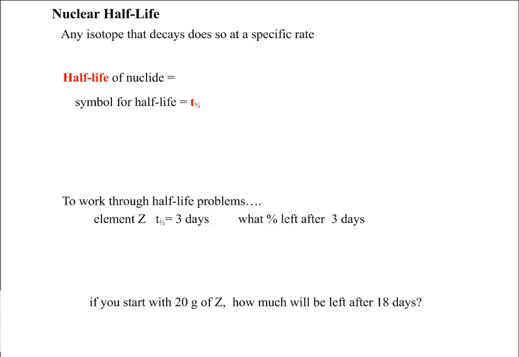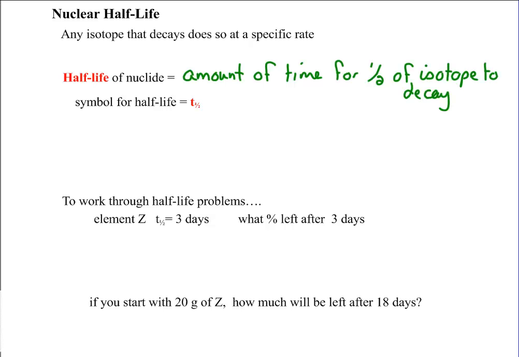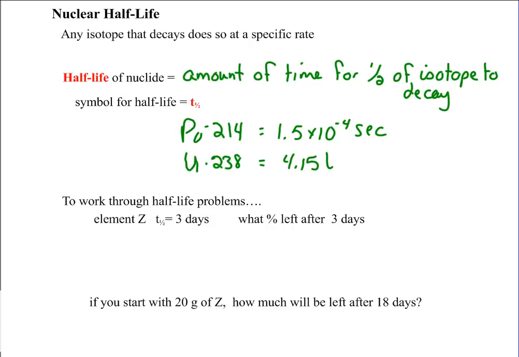Nuclear half-lives. Half-life is how much time it takes for the nuclear isotope, the radioactive isotope, to break down so that half of it is gone. So the half-life of a nuclide is the amount of time it takes for half of the isotope to decay. The symbol that we use for half-life is T1/2. And we can have a huge range in half-lives. For example, polonium-214 has a half-life of 1.5 times 10 to the negative 4 seconds. So it's really short. It doesn't hang around very long. Uranium-238, on the other hand, which is the most common occurring isotope, has a half-life of 4.15 billion years.